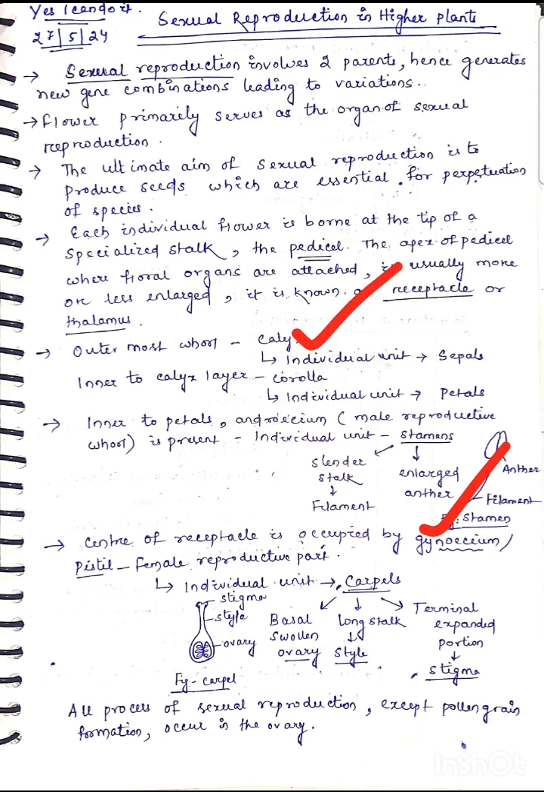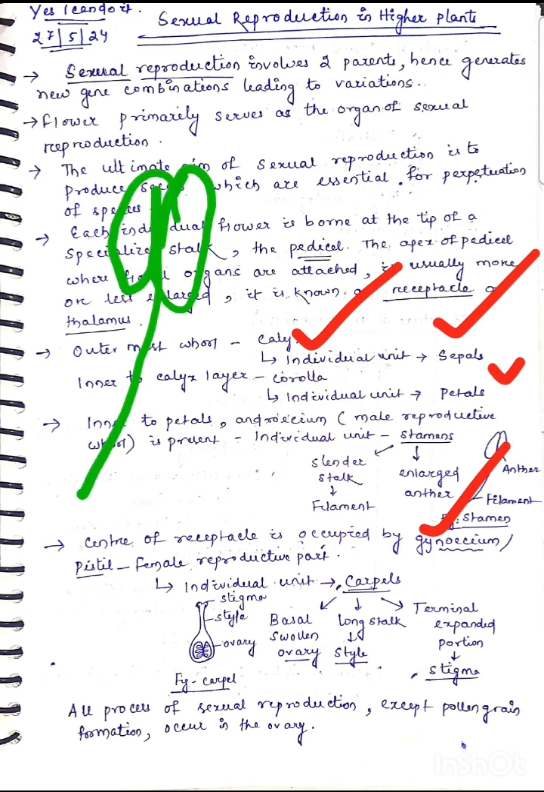Actually, the calyx is the outermost whorl and its individual unit is called sepal. Then the individual unit of corolla is known as petal. Then androecium or male sex organ, its individual part is called stamen. Stamen consists of one filament with a bilobed anther at its terminal.